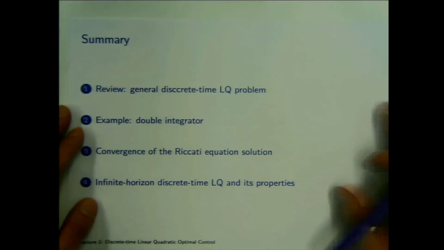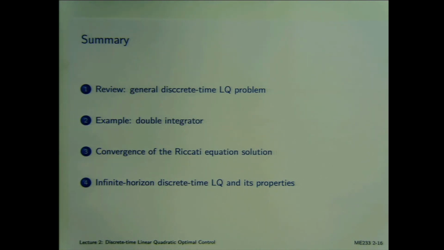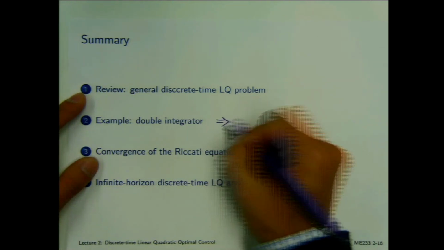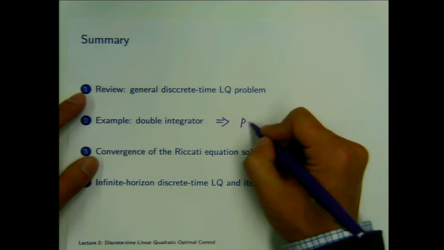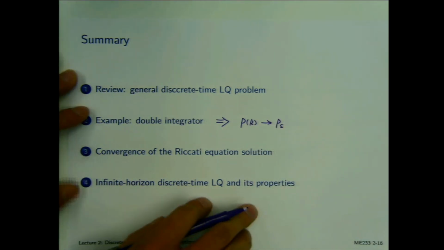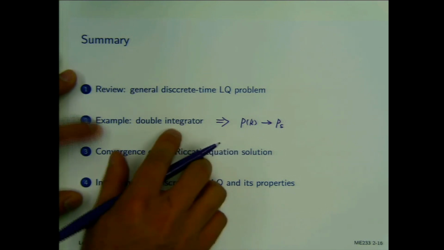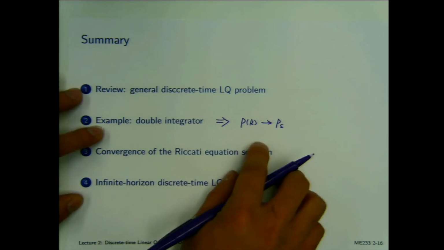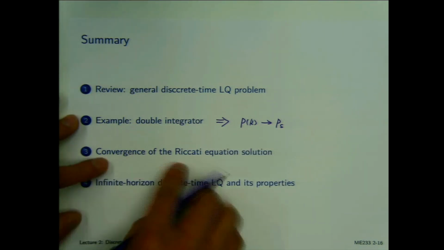As a summary, is someone still taking notes? Okay. As a summary, think about what we have done up till now in the class. We have reviewed the general discrete-time LQ problem. And then from here, we did a double integrator example. This is to show you that P and K converge to a steady-state solution. But I was hiding the information here that double integrators are controllable and observable. That's why it happens. And then later, I showed you when this is guaranteed.